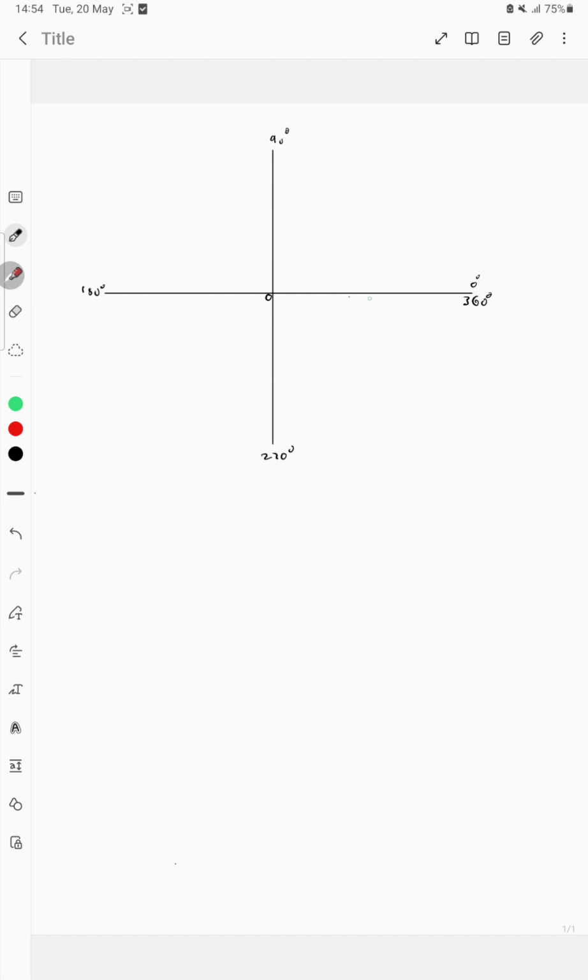Positive x values. So I'm just going to write positive x. And then this side is negative x values. This is negative y values. And then this is positive y values, right? Okay. So we are dealing with right-angled triangles.